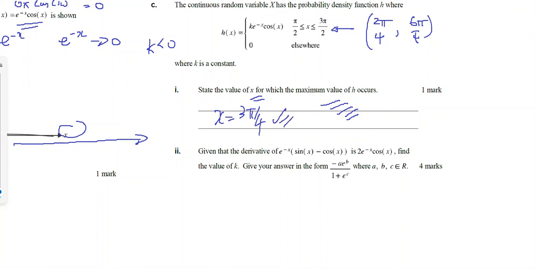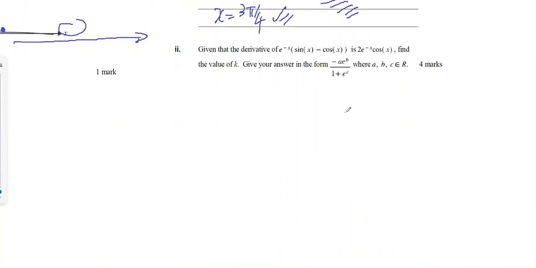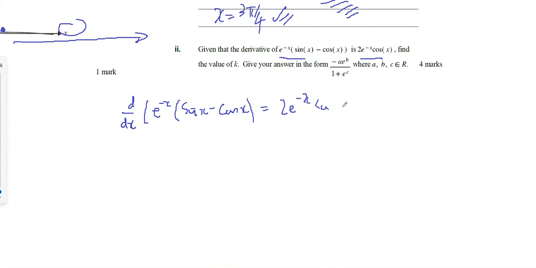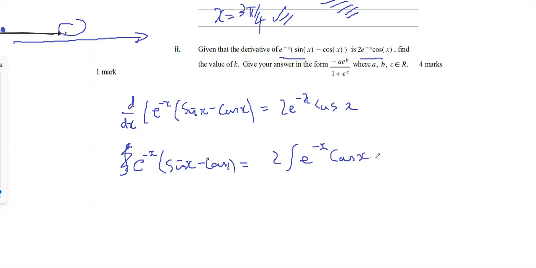And now we have a condition, integration by recognition. Okay. So given the derivative of this is this, so d dx of e to the minus x times (sine of x minus cos of x) equals 2e to the minus x cos of x, which means the integral of e to the minus x (sine of x minus cos of x) equals 2 times the integral of e to the minus x cos of x dx.